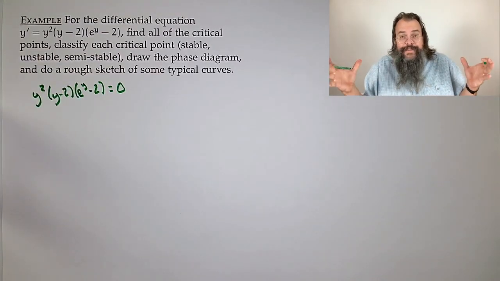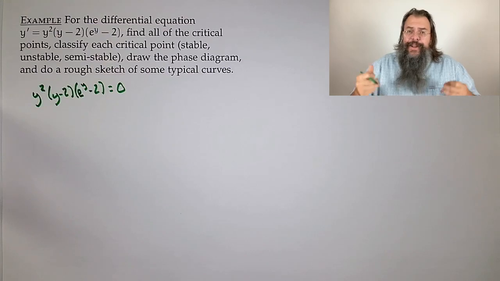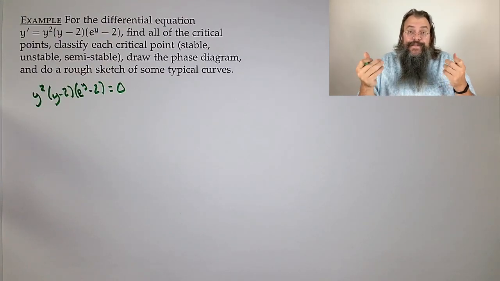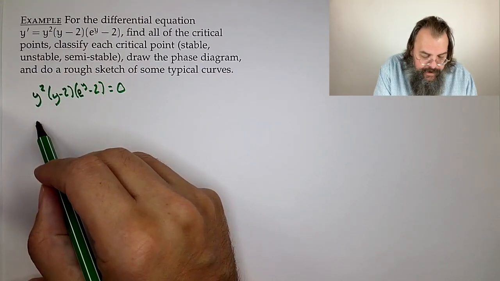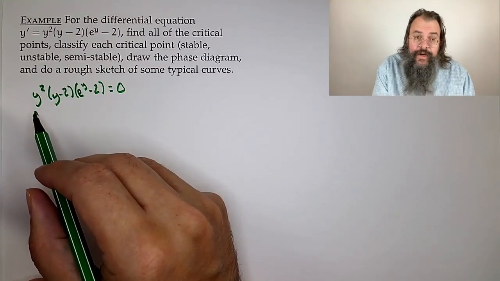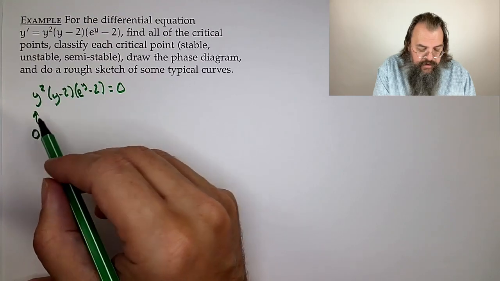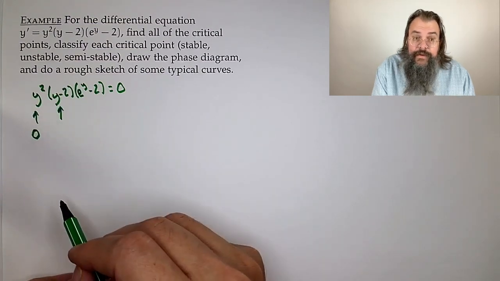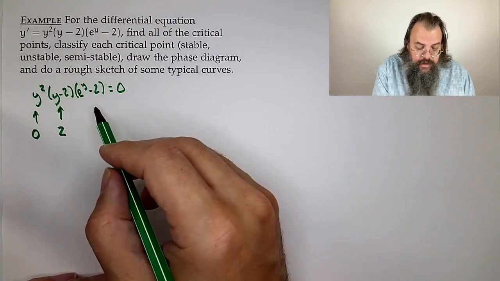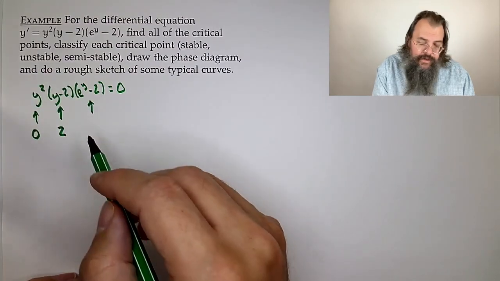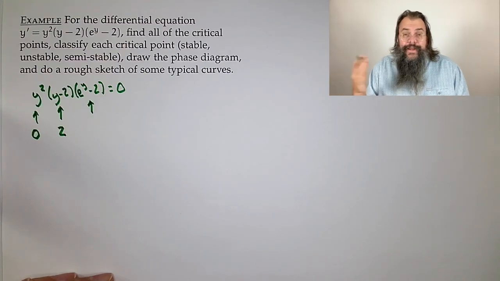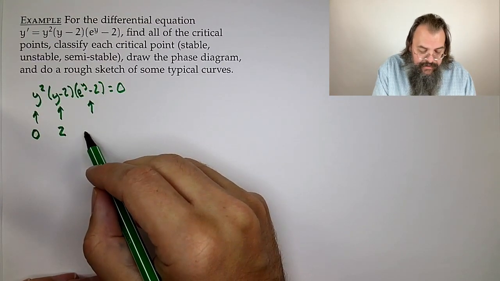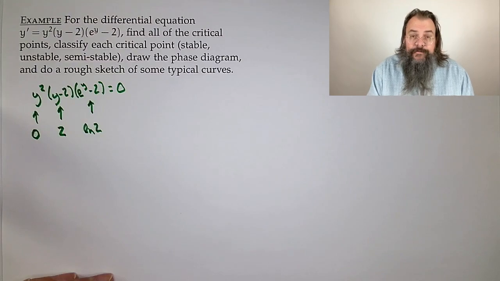Now, when you have a bunch of stuff multiplying together to equal 0, the only way that can happen is if something equals 0. So we say, well, what could equal 0? If y squared equals 0, that would be at 0. If y minus 2 equals 0, that would be at 2. And if e to the y minus 2 equals 0, well, that would be when e to the y equals 2, take natural logs, you'd have natural log of 2.